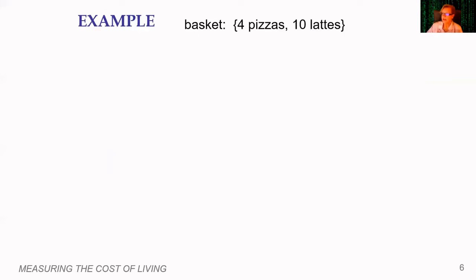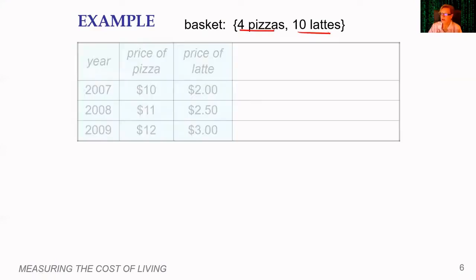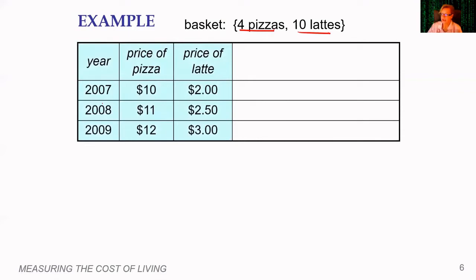So here's an example. In our basket, step 1, fixing the basket, we have 4 pizzas and 10 lattes. Okay, so that's our shopping list. We have 3 years of data, 2007, 8, and 9. So we're going to find the prices, and here they are. So I know that my quantity of pizza is going to be 4. I'm just going to write it there. My quantity of lattes are going to be 10.